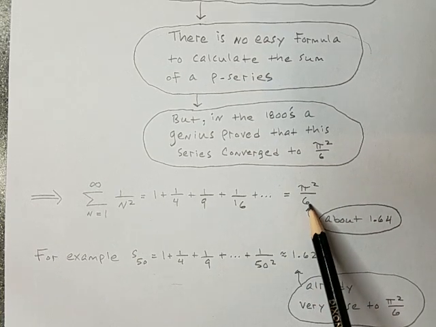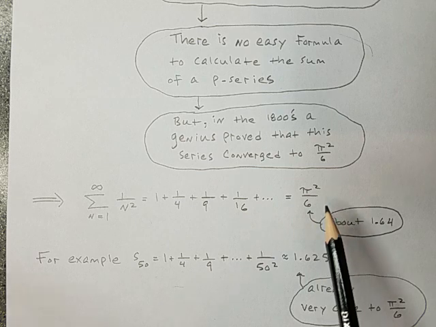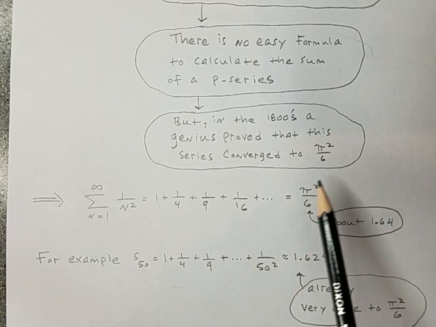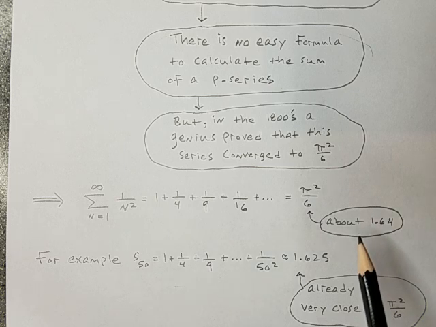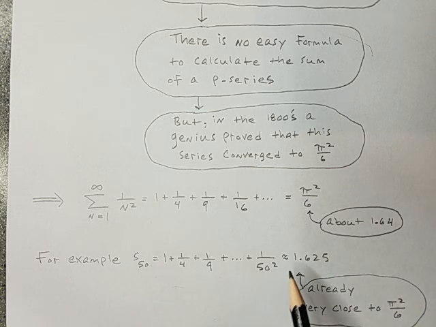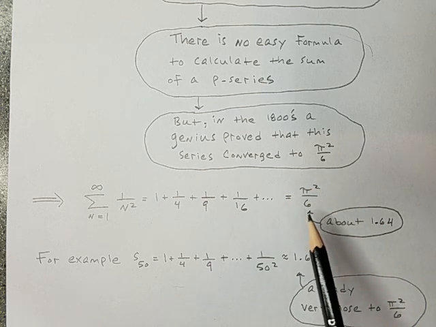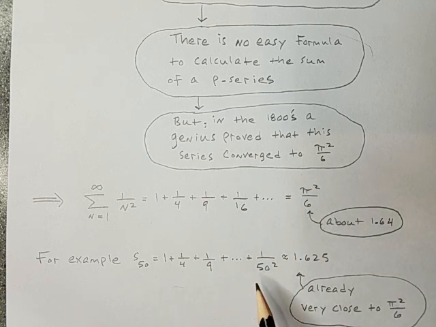I mean, when we say that series converges to pi squared over 6, we're just saying the more terms you add, the closer you're going to get to that, all right? So already with the sum of the first 50 terms, I'm almost there already. I mean, we'll never actually get pi squared over 6, but the more terms we add, the closer we'll get to that, okay? So that's p-series.